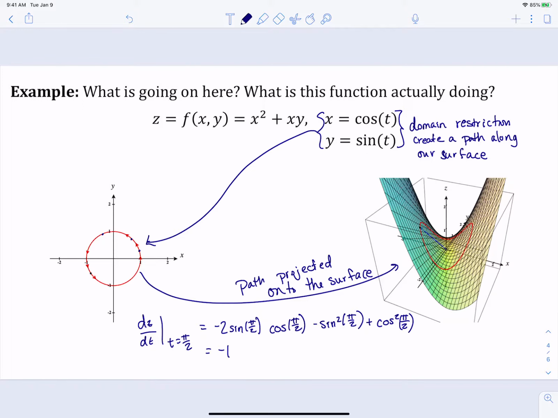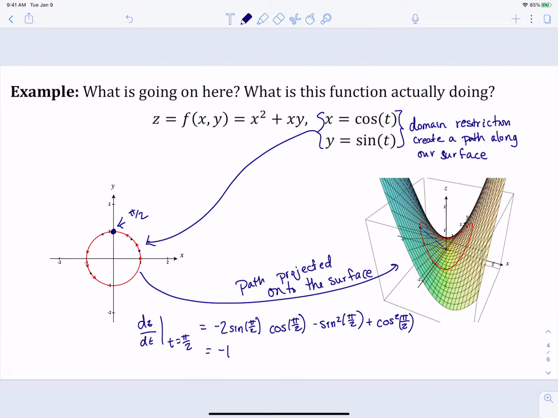So if we were sitting at t equals pi over 2, which, if we're looking down at the xy plane, is going to be right there, it's telling us that as we're moving forward, we've got a slope of -1. So if we move forward, we would expect to be moving downhill at that point at a slope of -1. As we move along that path, at least for a little bit, it's going to be moving downhill as we go forward. So it's the rate of change at that moment.